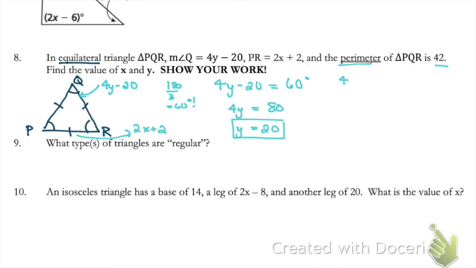Now our x is part of a side, so I have to use the piece of information that the perimeter of triangle PQR is 42. Remember, perimeter is all the sides added together. Since all the sides are the same, I can do what I did with my angles: take that perimeter and divide by 3, which gives us 14. So all the sides are going to be 14. I can take my expression, 2x plus 2, and set it equal to 14, and then solve. If I subtract the 2, I get 12, and then if I divide by 2, I get x equal to 6.